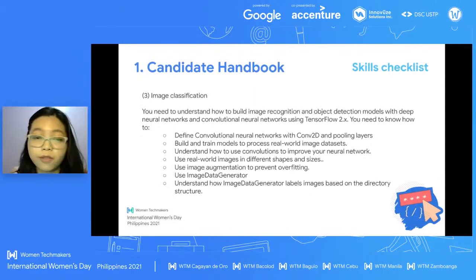So the next parts would be narrowed down to some applications. Here, in computer vision, it tests on the image classification part. You need to know how to build models using Conv2D and the pooling layers, and you have to know how to train and build these models, and of course the sizes, that's important. And the image augmentation to prevent overfitting, and the image data generator that you can find in TensorFlow.